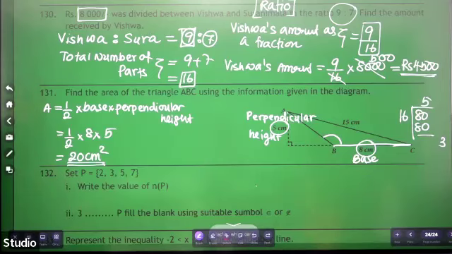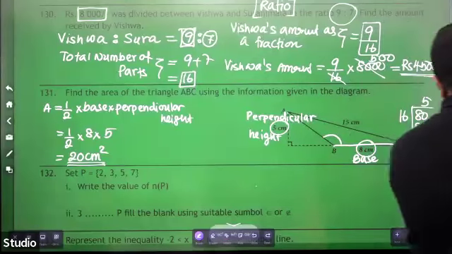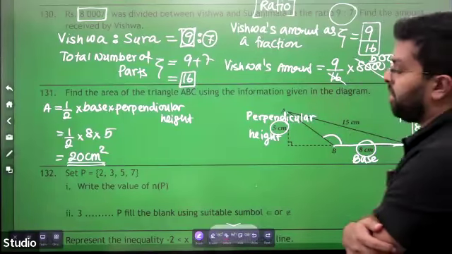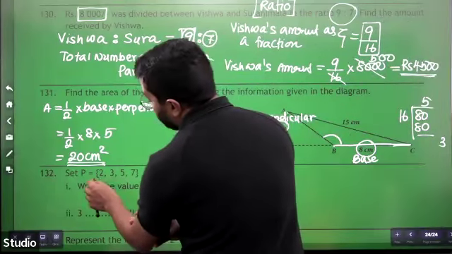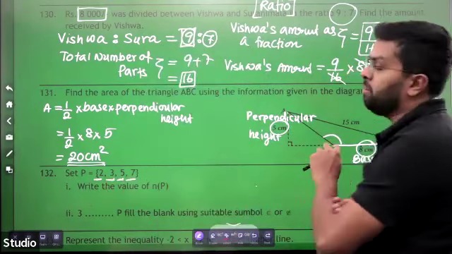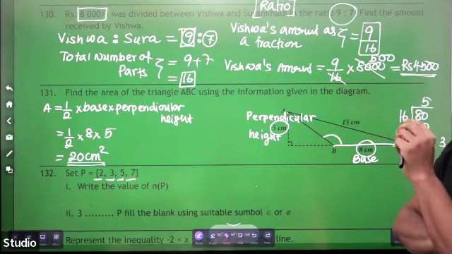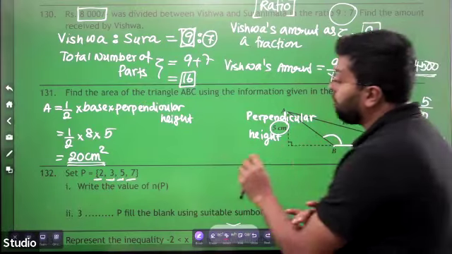Moving on, question number 132. We have a set. Elements of this set are 2, 3, 5 and 7. Write the value of n(P).